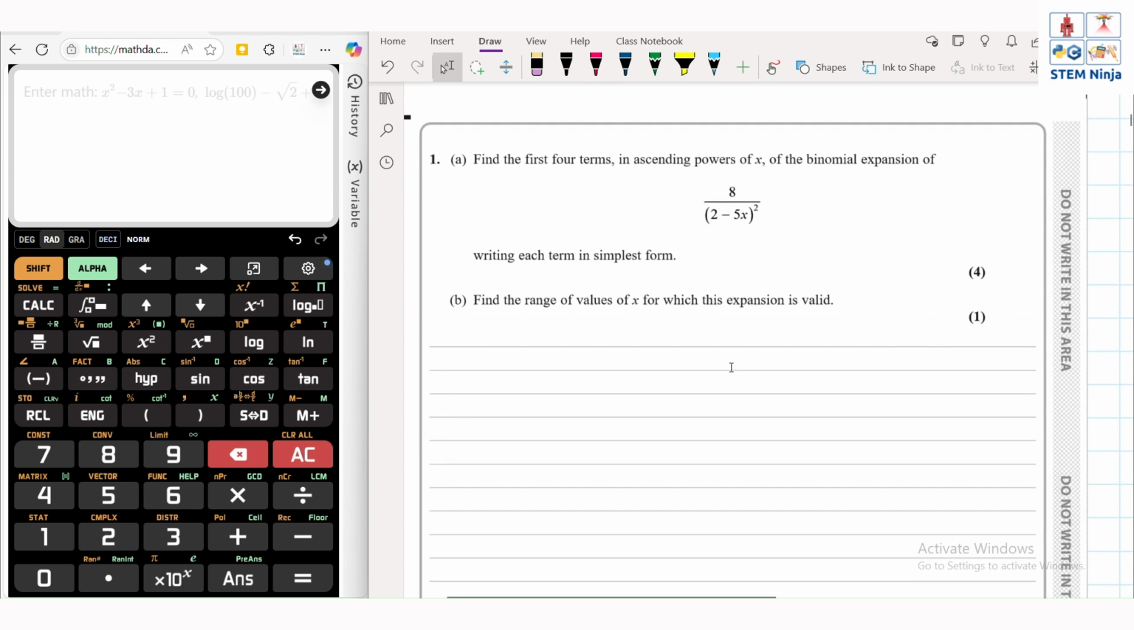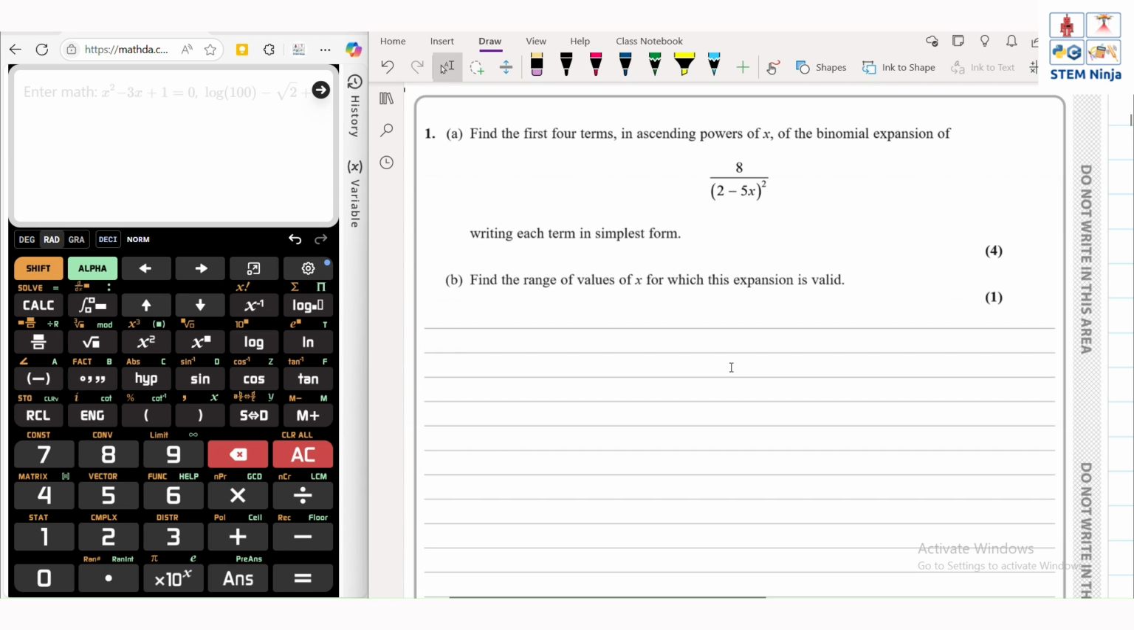All right, so let's see question number 1. Find the first four terms in the ascending powers of x of the binomial expansion of this. So first off, we need to deal with this. We need it in 1 plus or minus ax raised to power n form. So we have this 2 minus 5x whole squared. Let's just start from this.